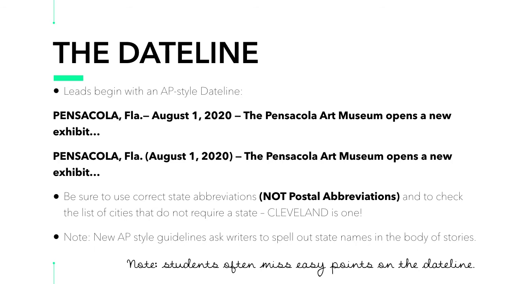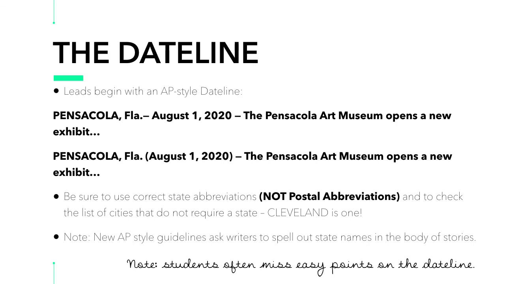And check the cities that do not require a state. There are, I think, 14 or 15 cities around the nation that you don't put a state next to in AP style. Cleveland is one, but Akron is not. So if you wanted to do a dateline with Cleveland, you would put Cleveland in all caps, and then you would just put dash, August 1st, 2020, dash. Okay? If you did Cleveland. If you did New York City, Los Angeles, San Diego, San Francisco, those all are places that don't require the state at all. You just put the name of the city, and that's enough. Okay?